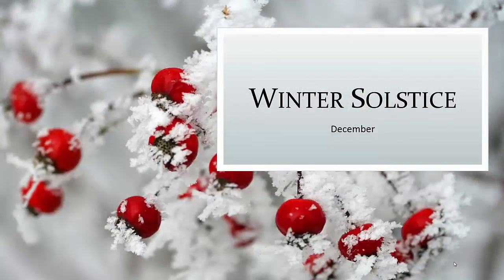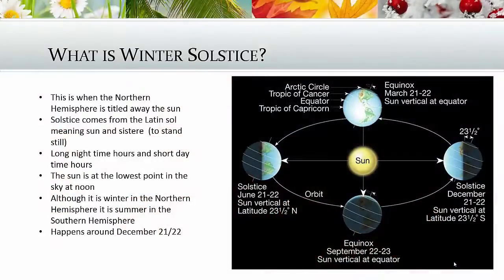Winter solstice. What is winter solstice? This is when the northern hemisphere is tilted away from the sun. Solstice again comes from the Latin sol, meaning sun, and sistere, to stand still. Long night hours and short day hours. The sun is at its lowest point in the sky. And although it is winter in the northern hemisphere, it is summer in the southern hemisphere. This happens around December 21st and December 22nd.